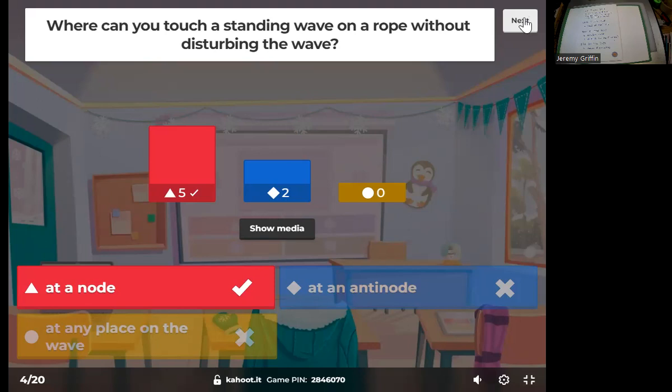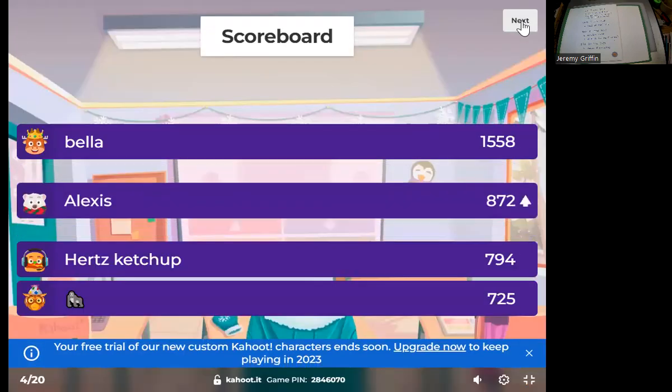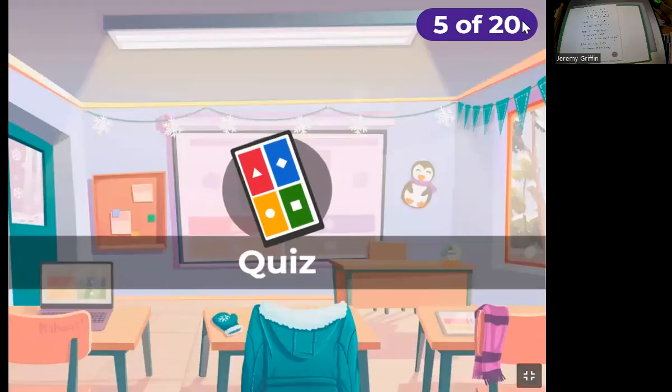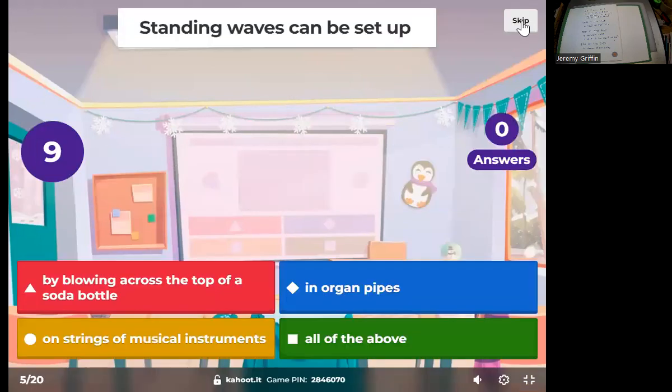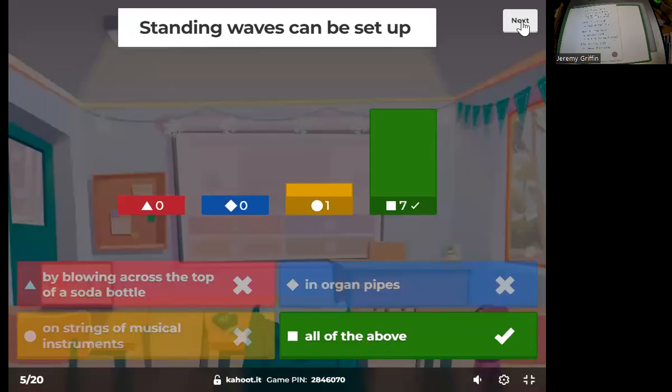And I made one of those. You guys remember stretch the slinky across the room? Set up a transverse wave and you shake it just right. There could be a point right in the middle that does not move. That is the node. Standing waves can be set up. Yeah, all the above. Those are true.